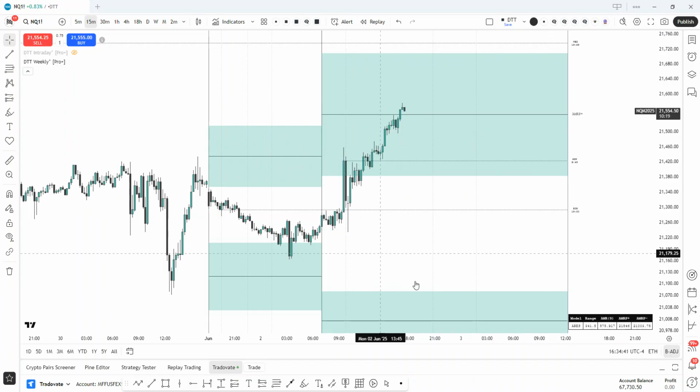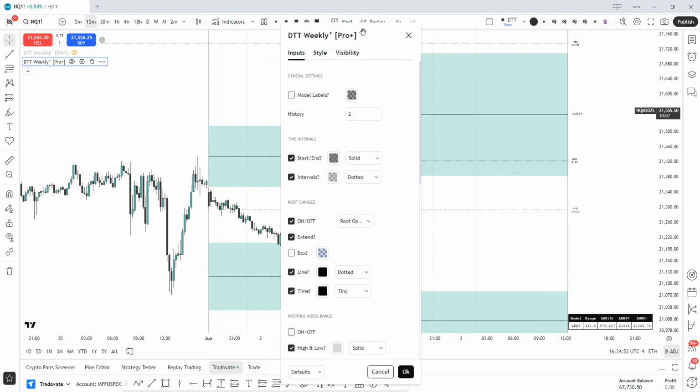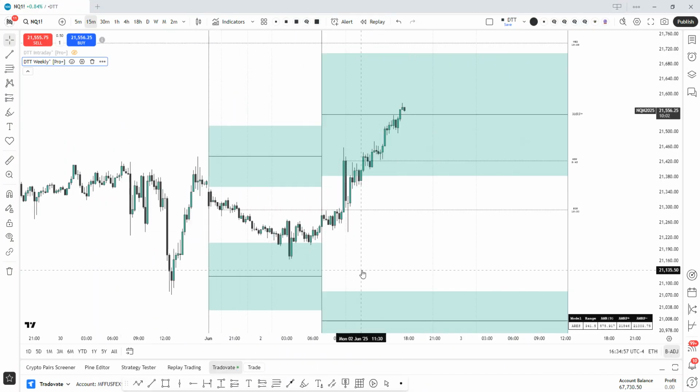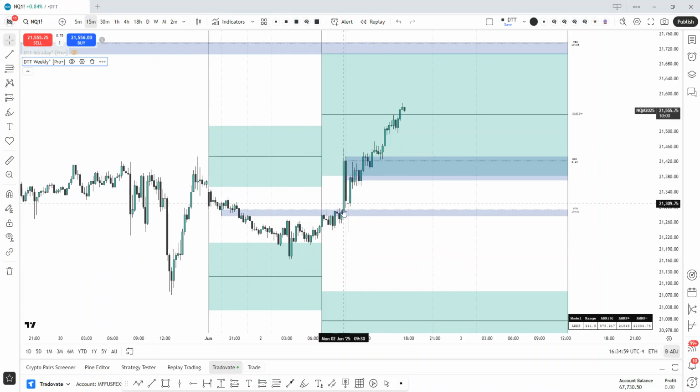Now, based off the weekly model, I did get an alert overnight, but in the morning is when I do most of my trading for the New York AM session. And so looking at this area here, we can see that with the root candles, which I will turn on here, we were able to close above Sunday's root candle on this candle here.